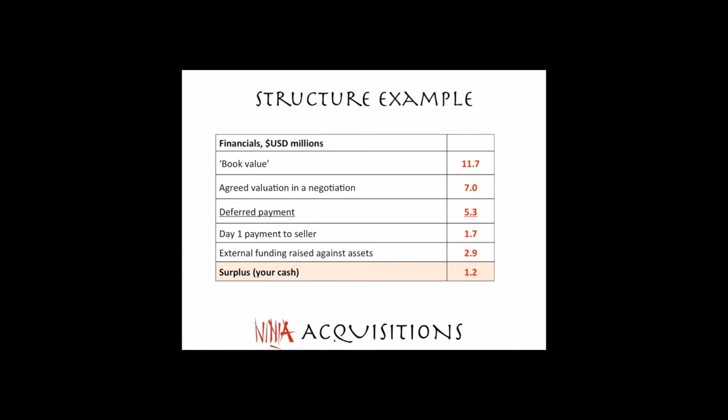So from earlier, we valued the business at $11.7 million. However, I agreed to pay $7 million to take over the business, but I negotiated $5.3 million of that money to be deferred, and more on that later. So that left me $1.7 million to pay to the seller on completion, but I went out and I raised $2.9 million in funding using the business's assets, and that's what left me with the $1.2 million in cash.